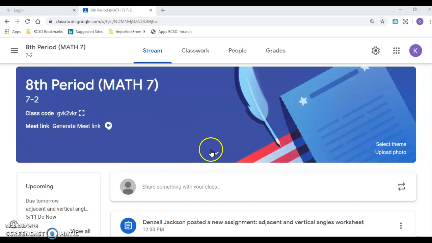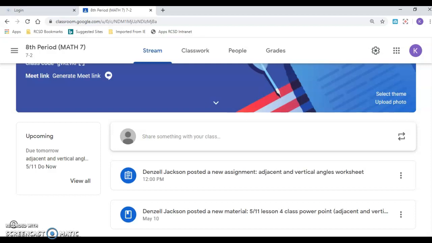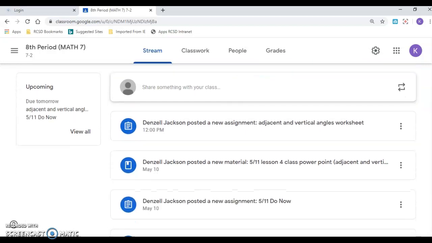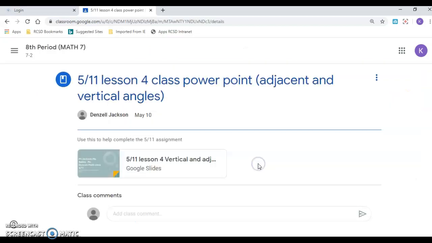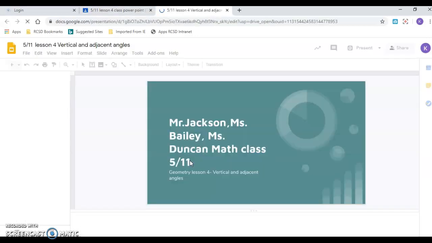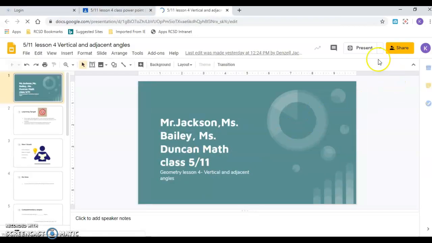So I'm in my math Google Classroom. I'm going to come down and look at the slides that Mr. Jackson shared with the class today. I'm going to quickly talk through these. So it's geometry lesson 4, vertical and adjacent angles.